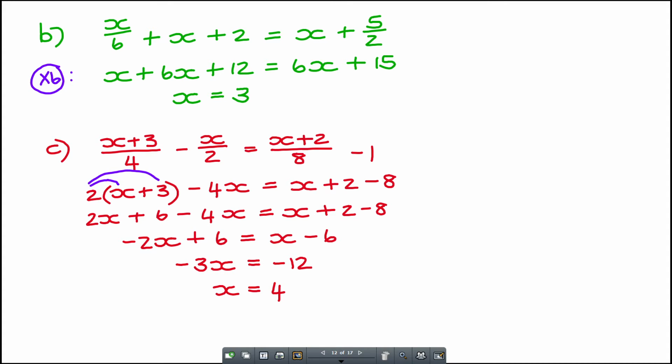So it becomes 2x plus 6. After that, I simplified a bit. I said 2x minus 4x gave me this minus 2x. And on the right-hand side, I said that the 2 minus 8 gave me the minus 6. Then from there, I took unknowns to the left, normal numbers to the right, to get the minus 3x is equal to minus 12. And now I've got to get rid of the coefficient. So I divide both sides by negative 3. And that's how I get x is a positive 4.